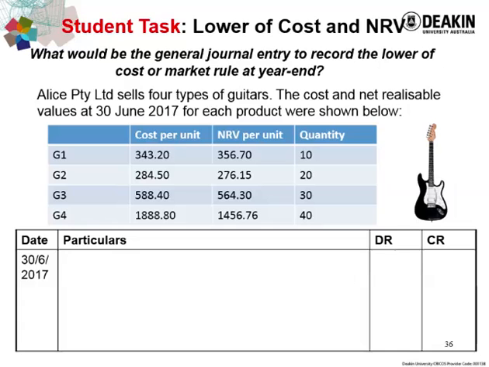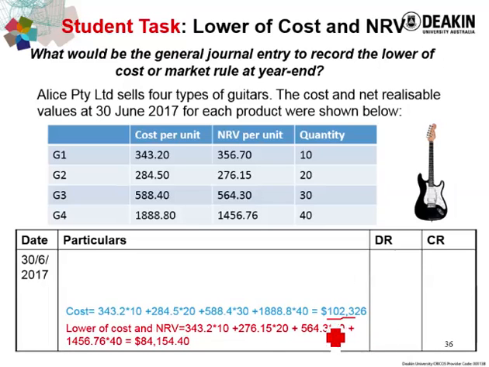Another student task. In this case, the company sells 4 types of guitars, so let's calculate the total cost first. To calculate total cost, we would take the quantity and multiply by the cost per unit. So 10 times 343.2, 20 times 284.5, 30 times 588.4, and 40 times 1888. That gives us the total cost of 102,326.